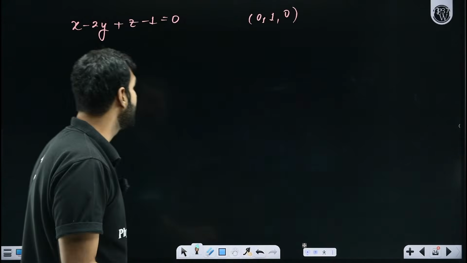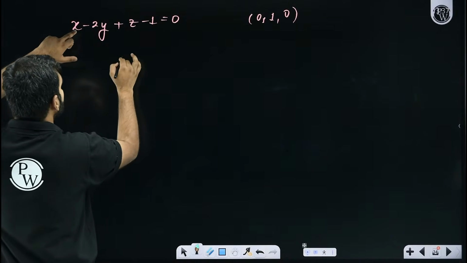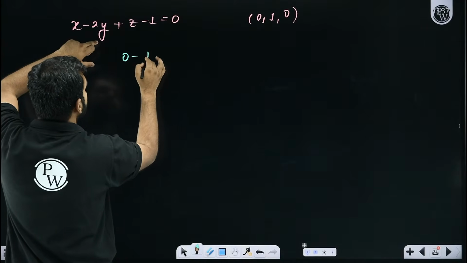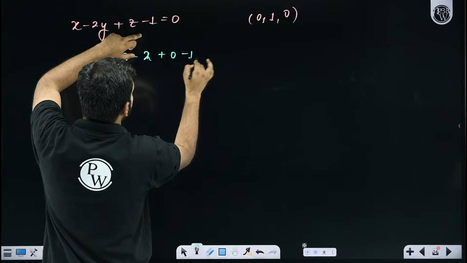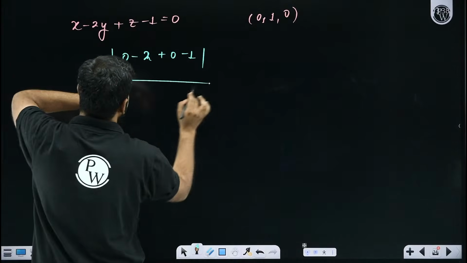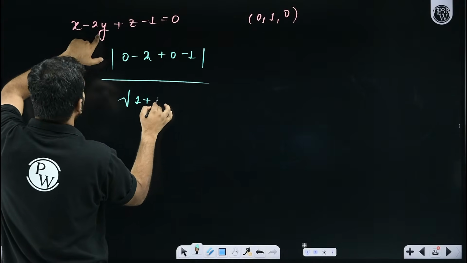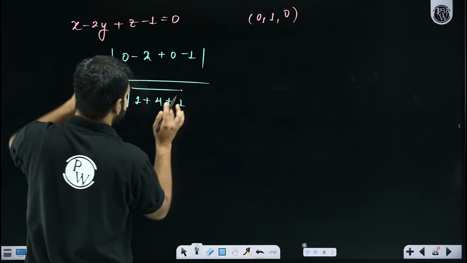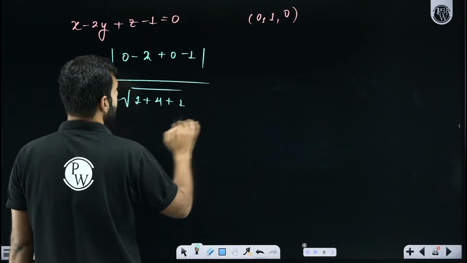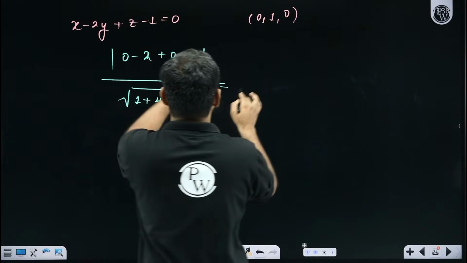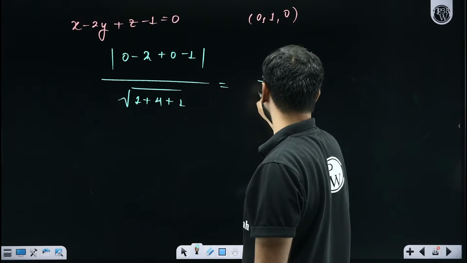So when I wish to find out the distance, I hope you remember it, the power of this point with respect to this plane. So 0 into 1 is 0, minus 2 into 1 is minus 2, plus 0 into 1 is 0, minus 1. Magnitude of it divided by under root a square plus b square plus c square. So that is 1 plus 4 plus 1. This is the distance. But I am asked the square of this distance. So this distance I'm finding: minus 2 minus 1, that is 3, divided by 4 plus 1 plus 1, that is 6. So this is root 6.